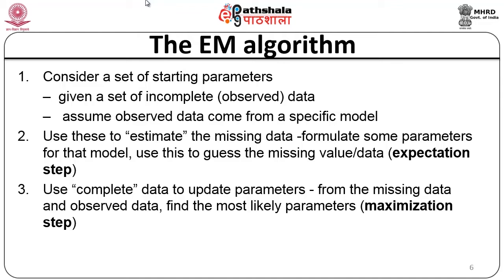So, that becomes complete data now. So, those are the data values. From those data values, again find the most likely parameters for your model, which is the maximization step. So, the expectation step is to estimate the missing data given some parameters. Using that missing data, or the data you have derived, you again re-estimate the parameters of the model. That is the maximization step.